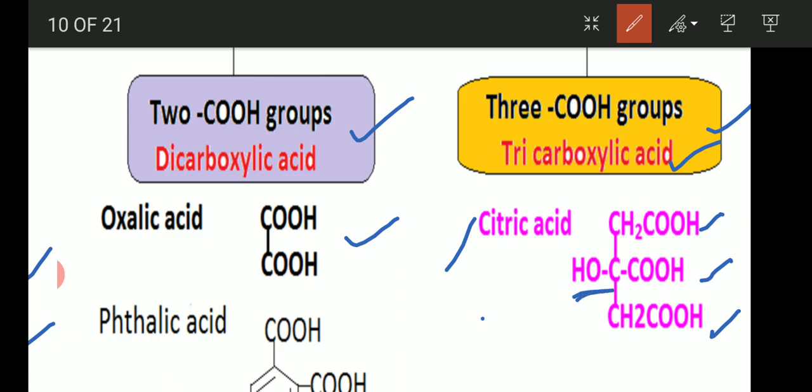Citric acid is found in citrus fruits; lemons and oranges are all rich in citric acid. In this present pandemic period, vitamin C is essential for all of us to raise our immunity levels. For that, everyone is advised to take at least one orange or one lemon in their daily food. Now, this is citric acid, which has three COOH groups: 1, 2 and 3.